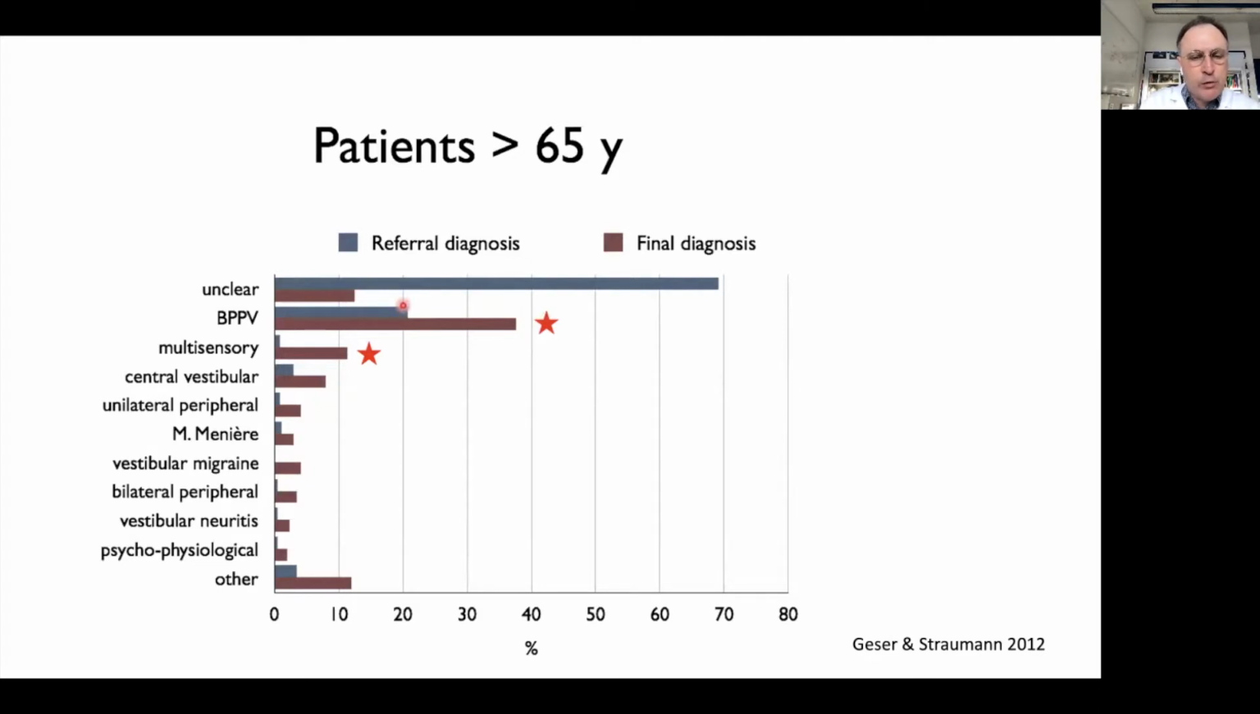If we looked at patients 65 and older, we got even more striking results. BPPV as a referral diagnosis, here again in blue, was around 20% of patients. And when the patients left our center, the BPPV diagnosis almost reached 40%. This means that a correct assessment is very important to find out the correct diagnosis, especially in BPPV.